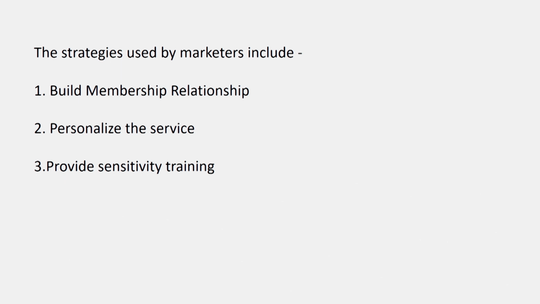Now, these are specific strategies to look for, and the strategies used by marketers here include three of them: building membership relationships, personalizing the services, and providing sensitivity training. Building membership relationships, a specific one: how to go in for building a good relationship with the customers. Building a relationship warrants a long association between you as a customer and the service firm or service organization.